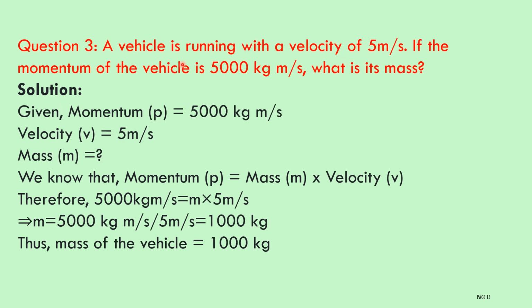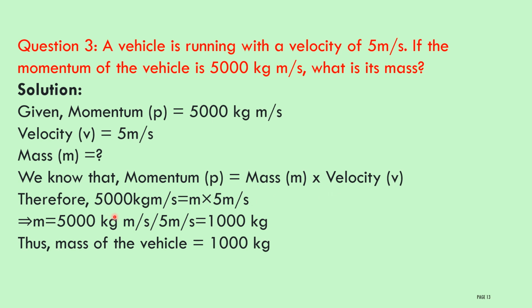Next question, a vehicle is running with a velocity of 5 meter per second. If the momentum of the vehicle is 5000 kg meter per second, what is its mass? Here they are given velocity and momentum. You have to calculate the mass. Given momentum P is 5000 kg meter per second, velocity is 5 meter per second, you have to calculate the mass. You know the formula, momentum will be equal to mass into velocity.